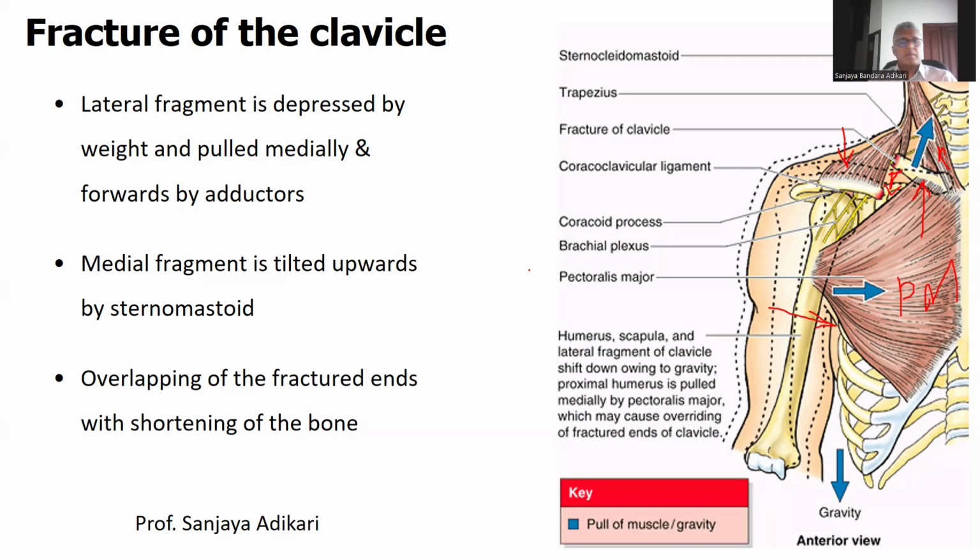So these are the anatomical reasons why this bone gets overlapped and shortened, and the medial fragment is pulled up and the lateral fragment is pulled down.